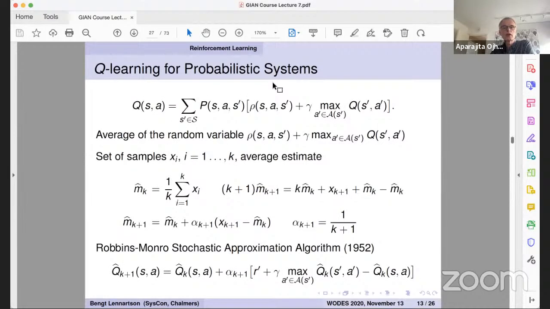So just to once again repeat, this is the Q function in its probabilistic setting. Now we have here an average of the random variable, this one. This is considered now as a random variable. And we have a probabilistic setting here. How should we be able to get an average estimate of this? Well, the average estimate is, as always, the sum of the elements of the samples we have divided by the number of elements.